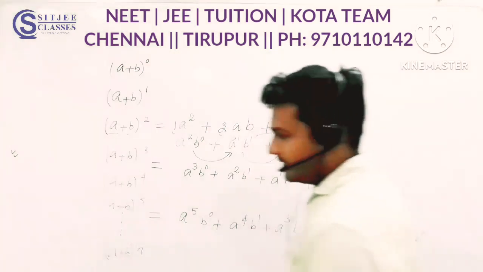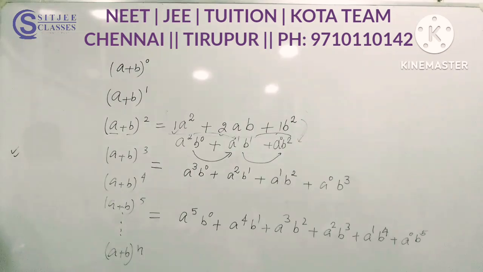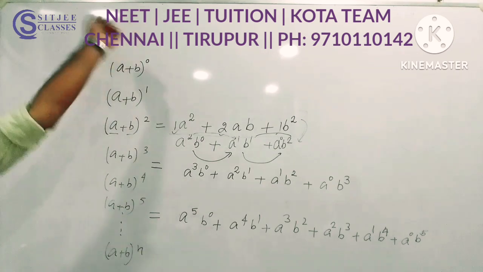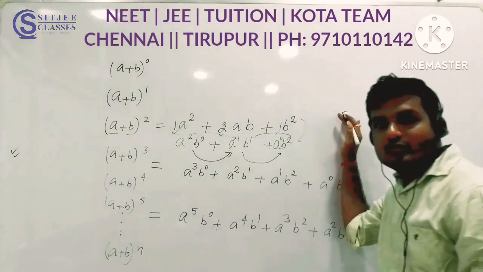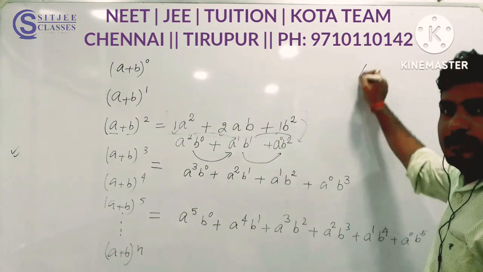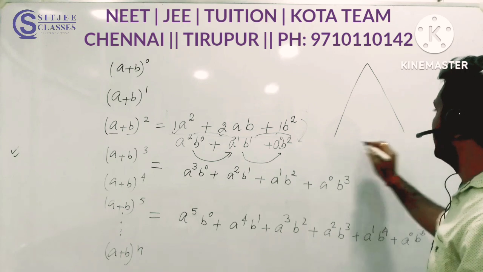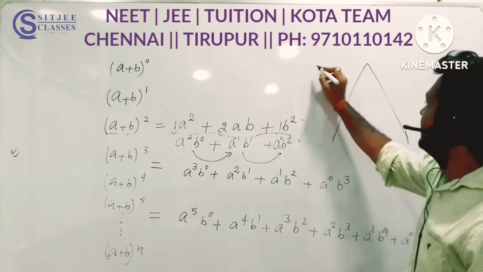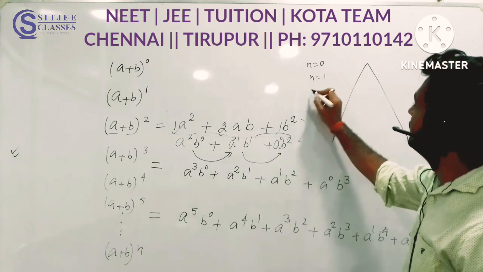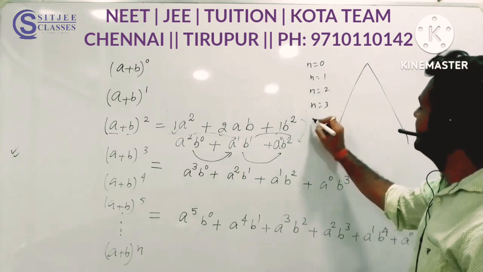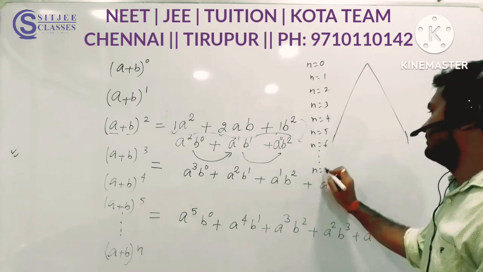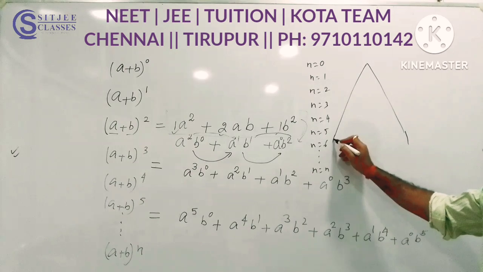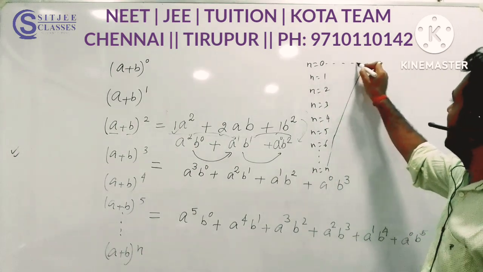So for numbers, there is a special method and we call that Pascal's triangle. What do we call it? Pascal's triangle. What is that triangle? That triangle is actually very interesting. Yes or no? So let me draw here and show you. So here one triangle is going to be developed, and write this: n equal to 0, n equal to 1, n equal to 2, n equal to 3, n equal to 4, n equal to 5, n equal to 6 and so on, n equal to n, whatever you want, right?